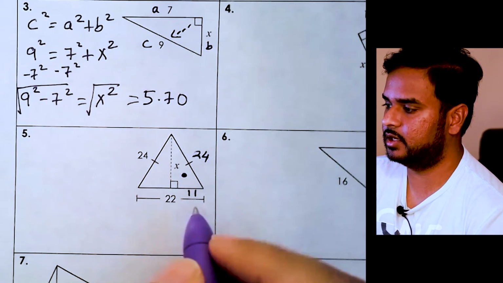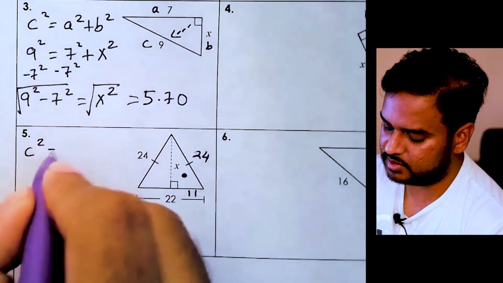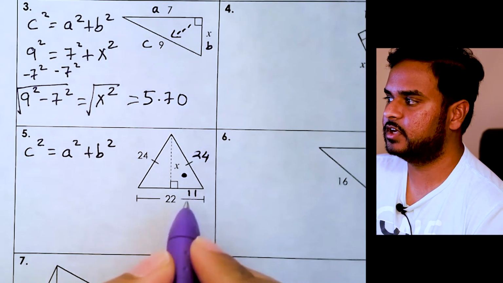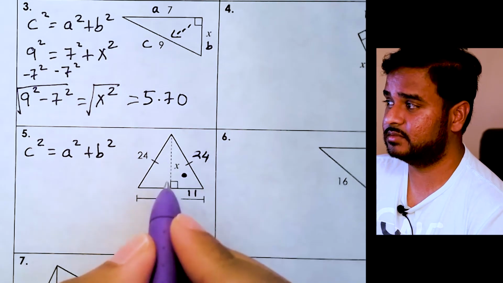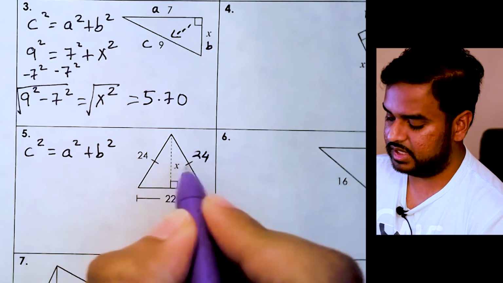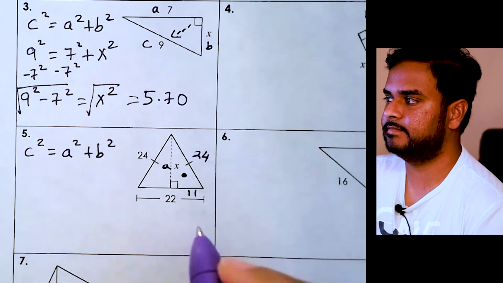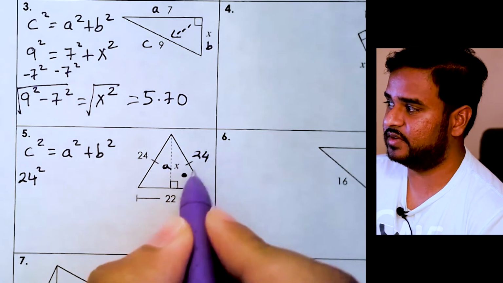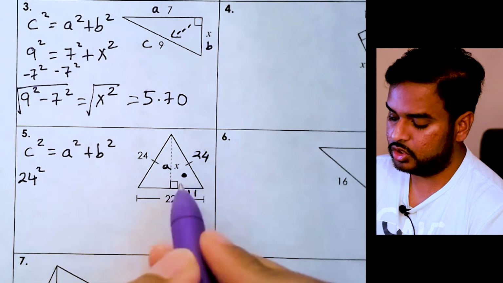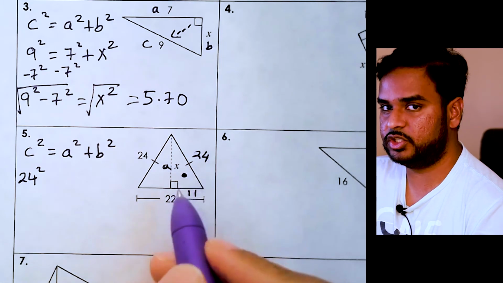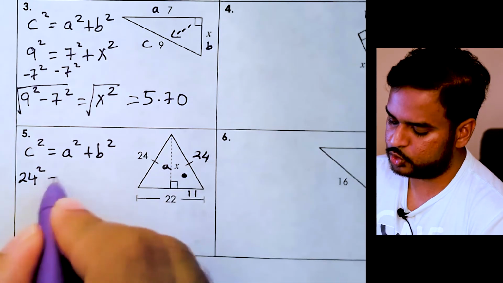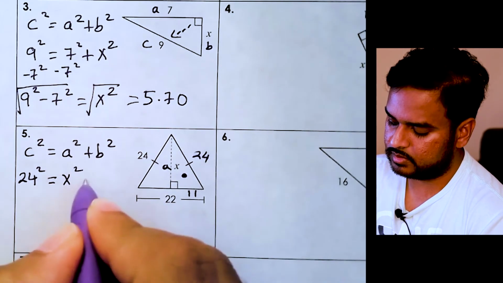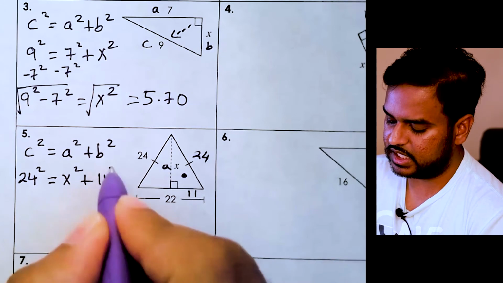So let me go ahead and try to set up my Pythagorean theorem. C squared equals a squared plus b squared. Looks like I'm looking for one of the legs. I'll call that, x can just be a. All right, so c squared is 24 squared, because 24 is my hypotenuse, longest side, or the side exactly opposite to my right angle. 24 squared equals a squared is x squared plus b squared is 11 squared.